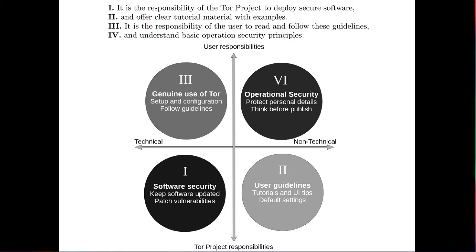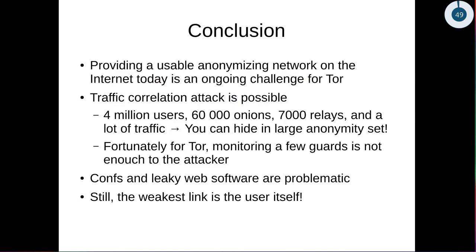And this is the long answer to the question, how secure is Tor and what does it mean that it's somehow secure and tries to keep your online activity hidden? It's a large network, and it can do that in some way. It's a large anonymity set. There are over 4 million users, over 60,000 onions, over 7,000 relays. So you can hide yourself in this large anonymity set, and that's the largest defense of the system.